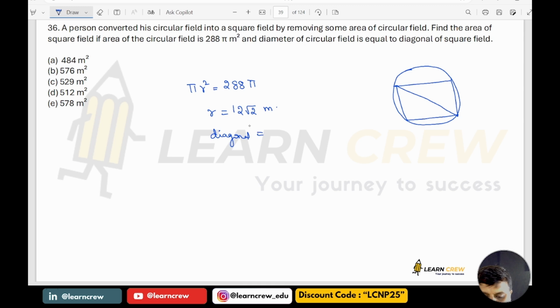Now the diagonal of the square would be the diameter of the circle. This diameter of the circle will be 2 times 12 root 2, which is 24 root 2. And what do we get from this? The side of the square would be diagonal divided by root 2, so the side of the square will be 24, and it is asked for the area of the square. Area of the square is 24 square, which is 576. So the answer is option A.